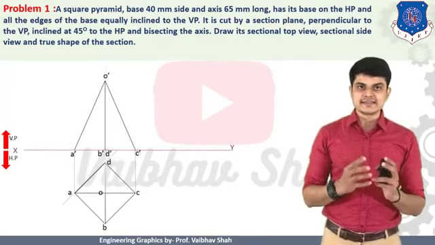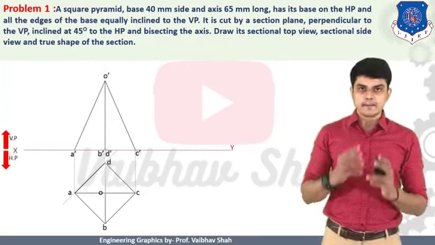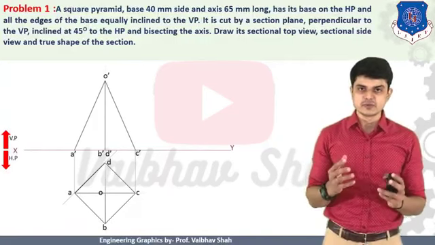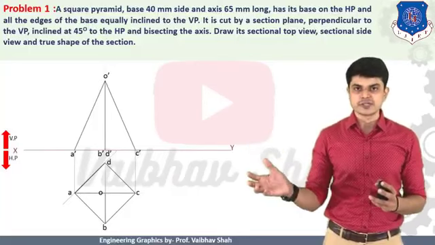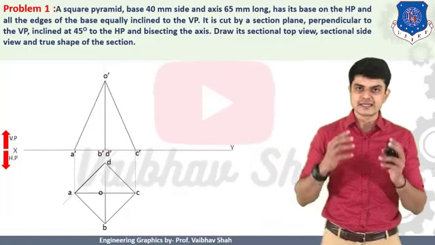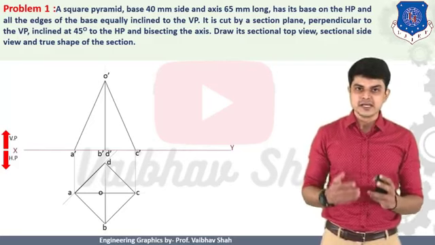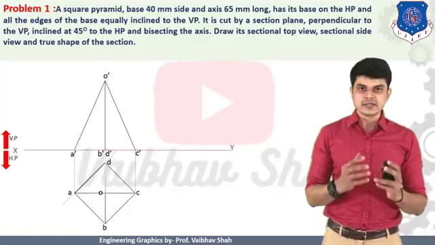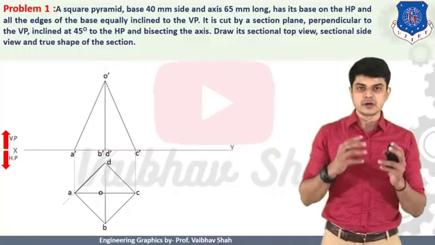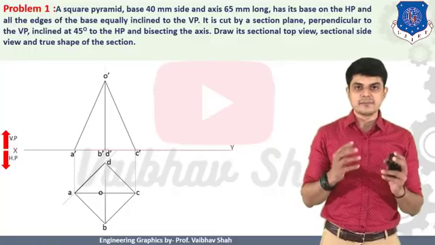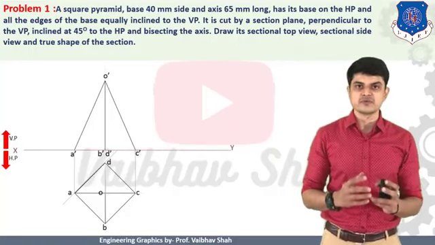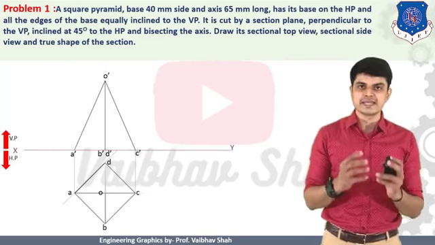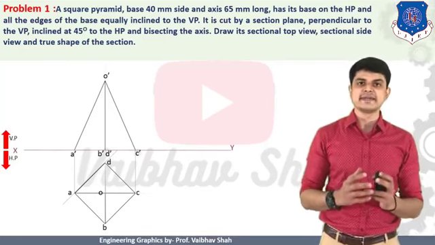Then it is said that it is cut by a section plane perpendicular to VP and inclined at 45 degrees to HP. As we know, this is your XY line and below this portion is your HP. So if your line is inclined to the HP at 45 degrees, that means your line should be inclined above your XY line like this at 45 degrees. But here in our case, it is cutting your square pyramid from the bisecting point of the axis. We should first find out the midpoint of the axis, and from that point we should construct one line which must be at 45 degrees to HP.